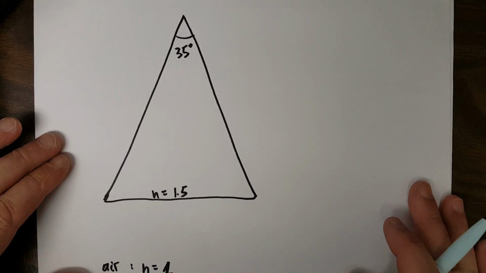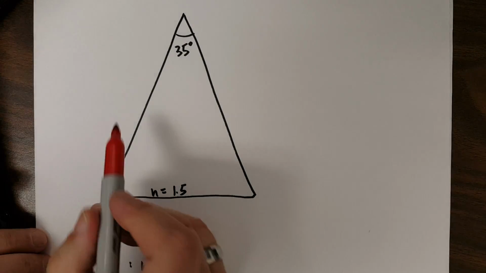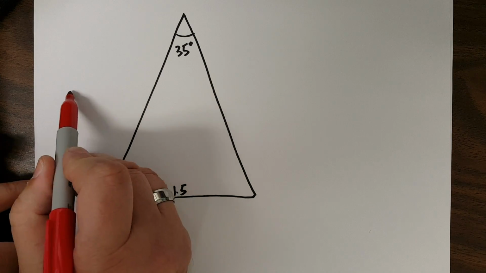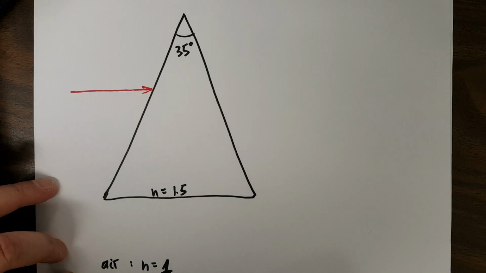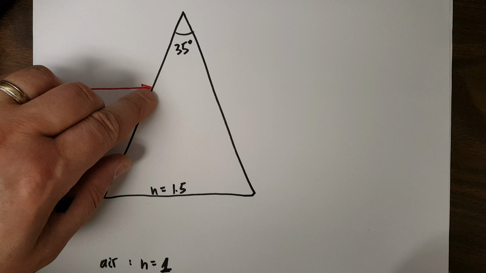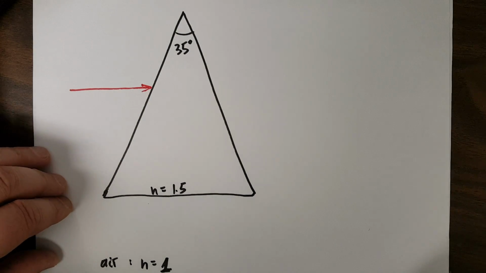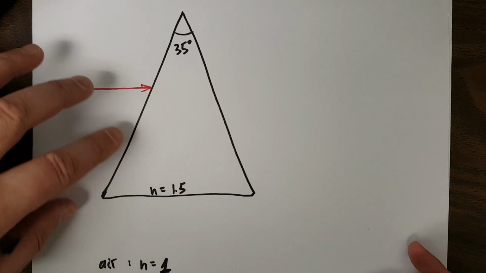So now we've got a horizontal beam approaching toward the prism. Here the refraction is happening. So first, we cannot do anything else.